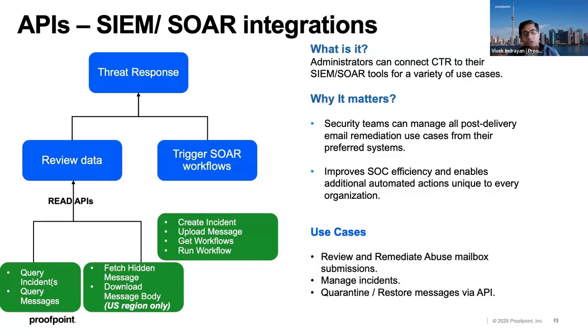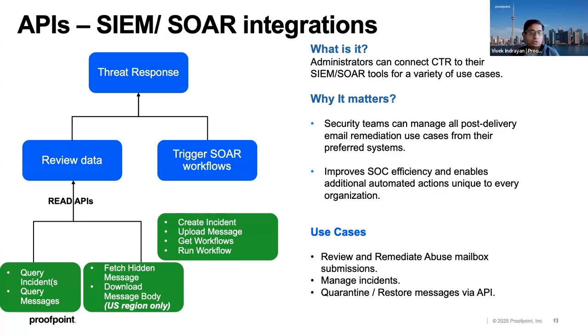Similarly, we also have APIs available now to trigger workflows in CTR. These are workflows you would have set up beforehand. The most common use case is reviewing an abuse mailbox submission, which requires manual review, and you set up different workflows to classify them as either clean or a threat or spam and so on and so forth. So as long as you have finished configuring those workflows and they're good to be used, you can now trigger those workflows via an API in an external SOAR tool.